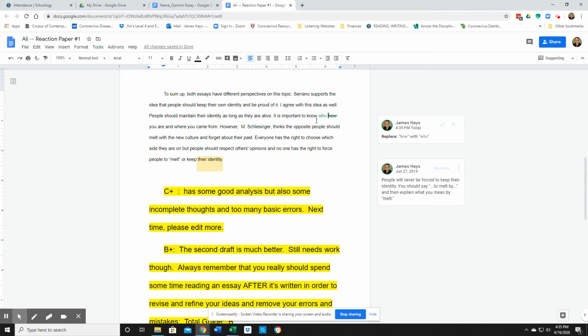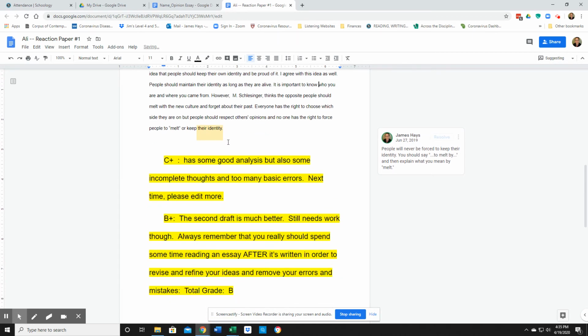Now, if he wants to get rid of those markers, because I'm doing it on editing right now, he would just put it there. The last thing is, again, it's another comment. It says resolve. Okay. People will never be forced to keep their identity. It's a comment. He has to read his essay again and understand what I'm saying. And I say to him, you should say to melt by, and then explain what you mean by melt. So I'm giving him directions.